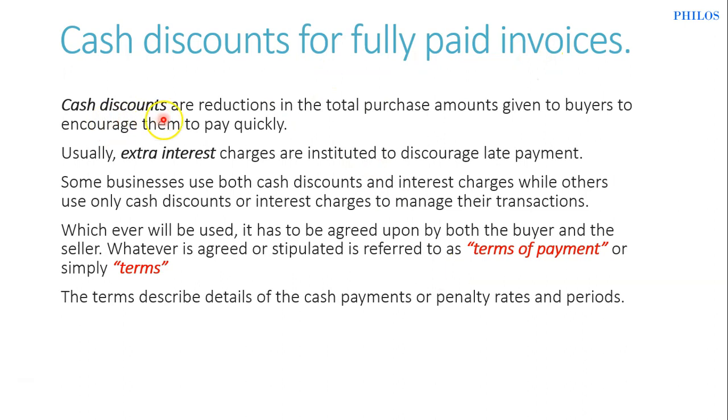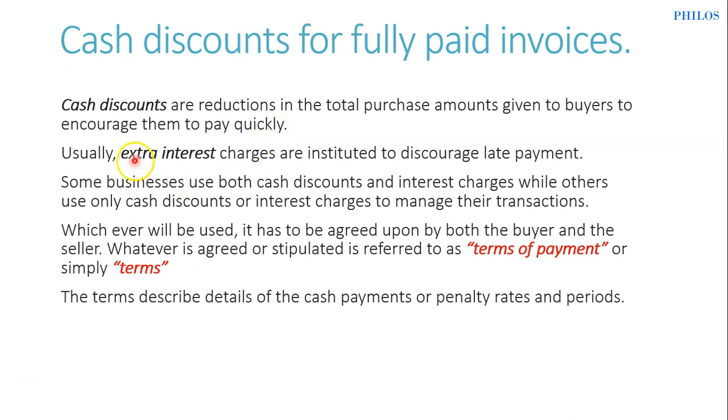Now we say cash discounts are reductions in the total purchase amount given to buyers to encourage them to pay quickly. Remember, under trade discount, we say we give trade discount to encourage large volume purchase. But for cash discount, we give cash discount to encourage customers to pay quickly. So you should know the difference between trade discount and cash discounts.